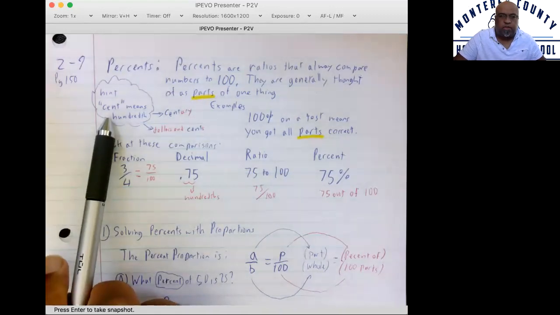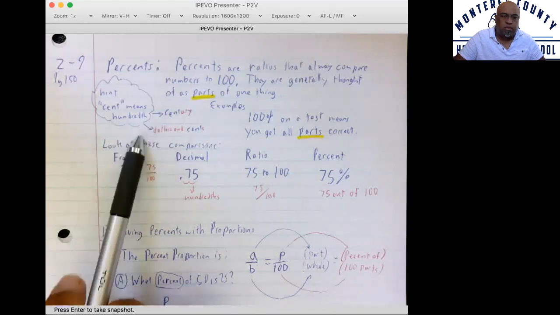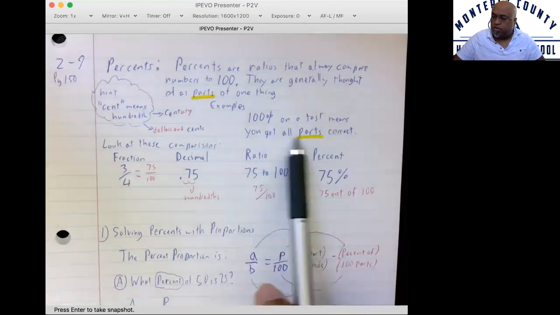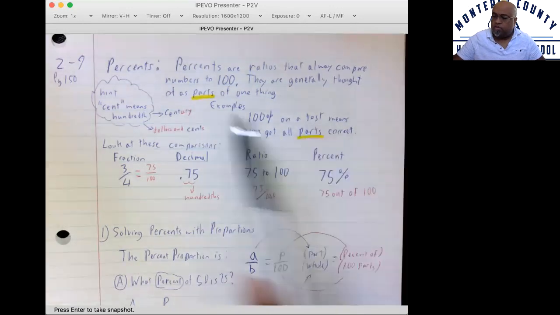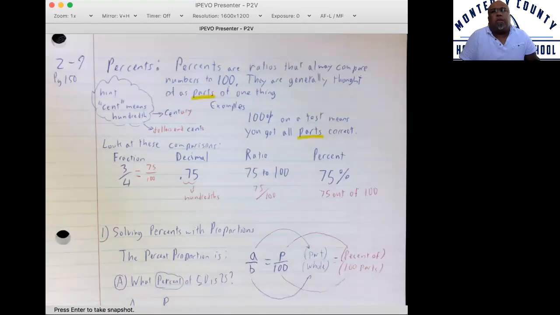The root cent means hundredth, like in century or dollars and cents. Example, if you got 100% on a test, that means you got all parts of it correct. So generally, we said that percent means parts of 100. What a percent does is take a number and break it into 100 parts. If that number is 7, then it's like 7 broken into 100 parts. You're going to have a lot of little fractional pieces if you do that, but each of the parts are always equal to each other.